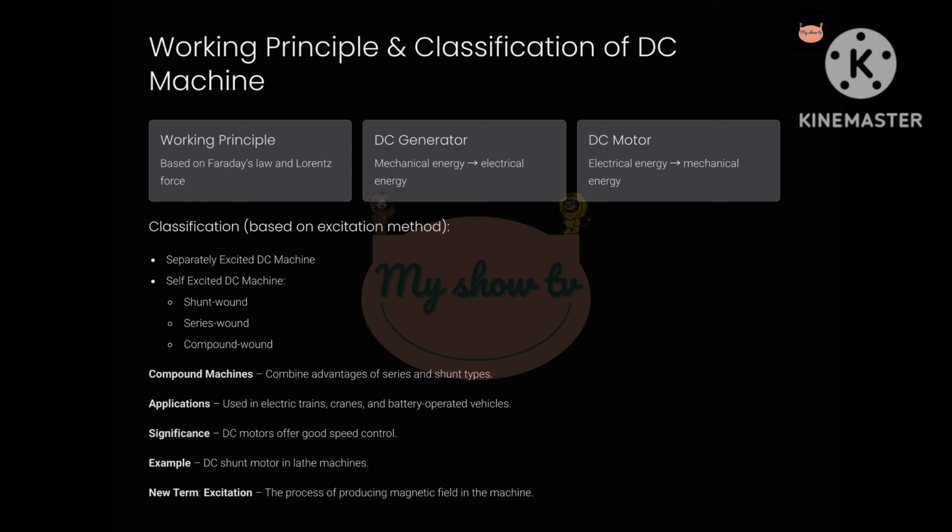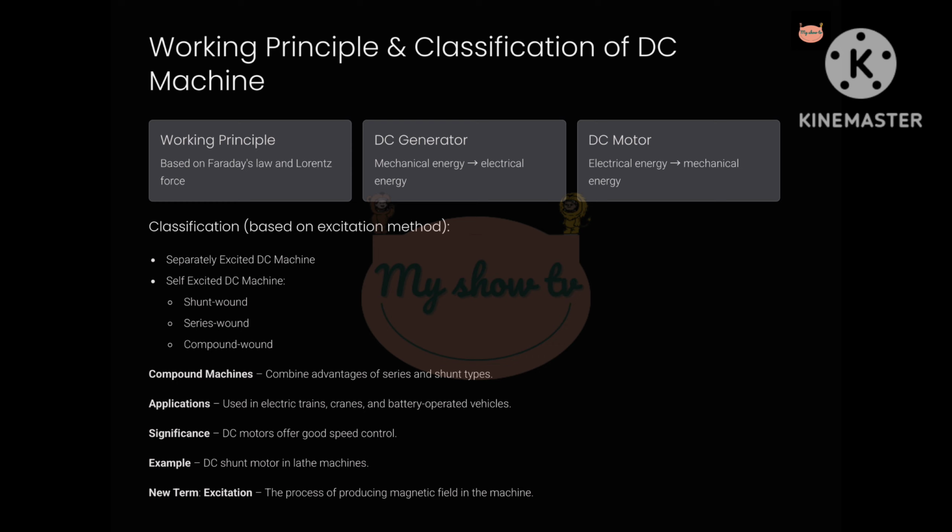2. Lorentz force law. It explains the force experienced by a current-carrying conductor in a magnetic field, which causes motion in motors. In DC generators, mechanical rotation leads to the generation of electrical energy due to induced EMF. In DC motors, electrical input causes a magnetic force on conductors, which makes the armature rotate.